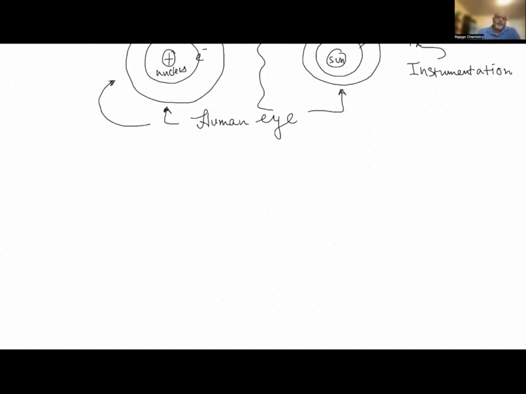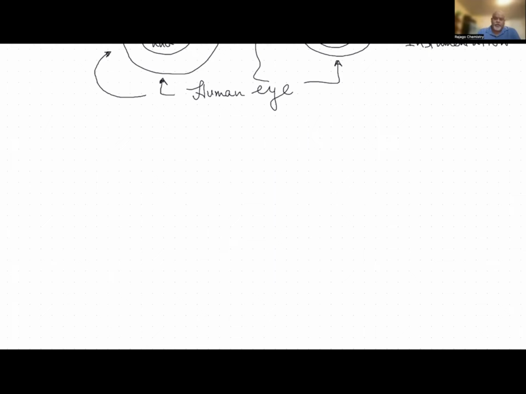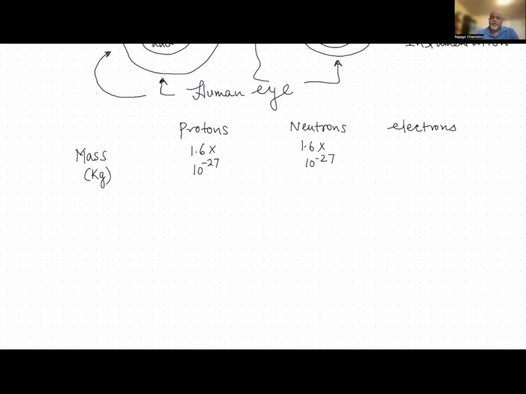So now when we look at all these three things, as I said, we have protons, we have neutrons, we have electrons. Let's look at some of the things that each one of them possesses. What is the mass, the weight, of each of these particles? Each proton will weigh 1.6 into 10 to the power of minus 27 kilogram. A neutron also weighs very similar. Minus 27 means it's very, very small, right? And now look at the electron: 9.1 into 10 to the power of minus 31.